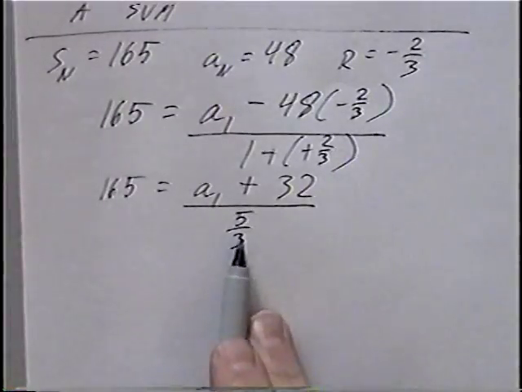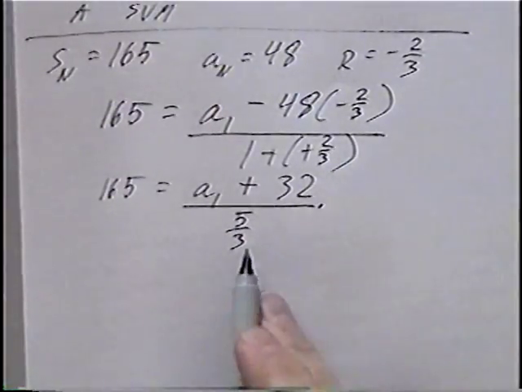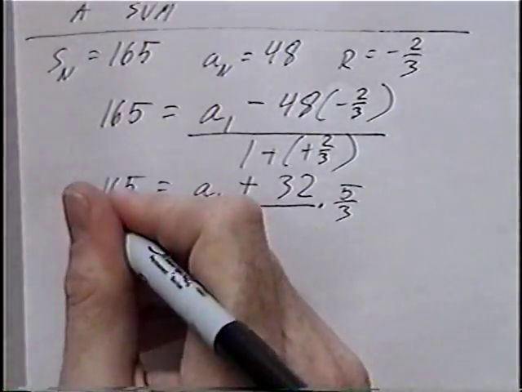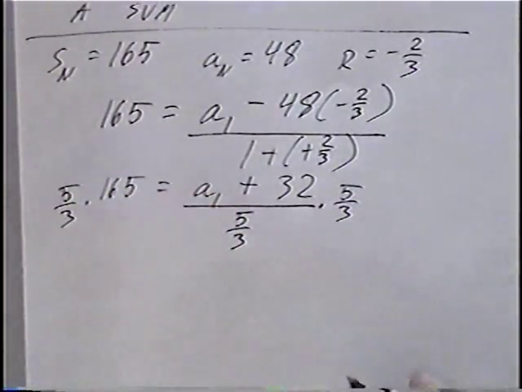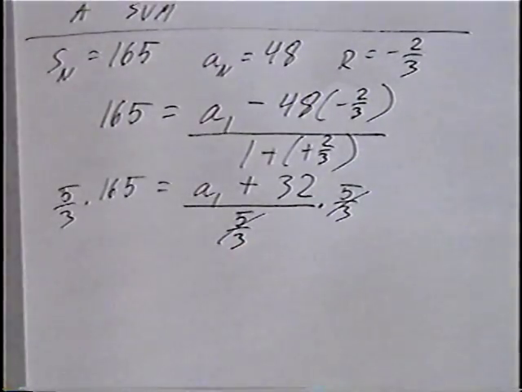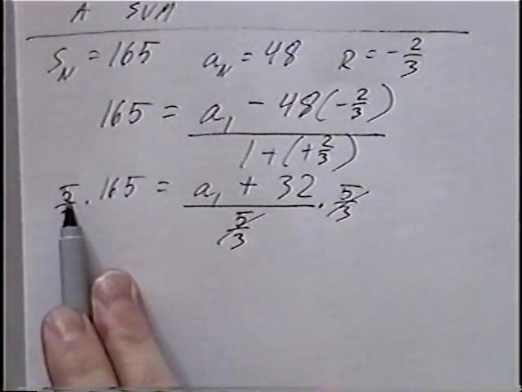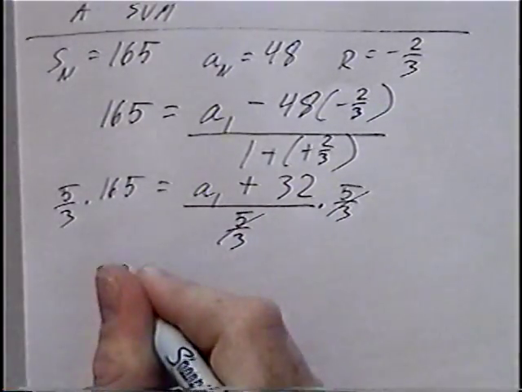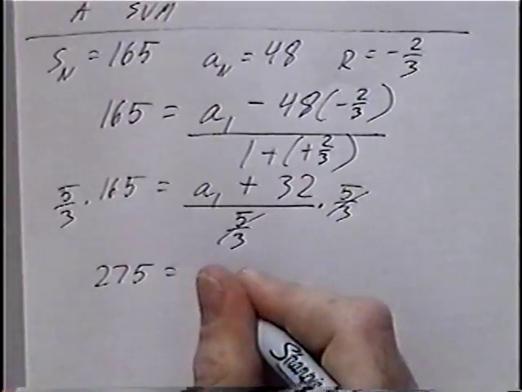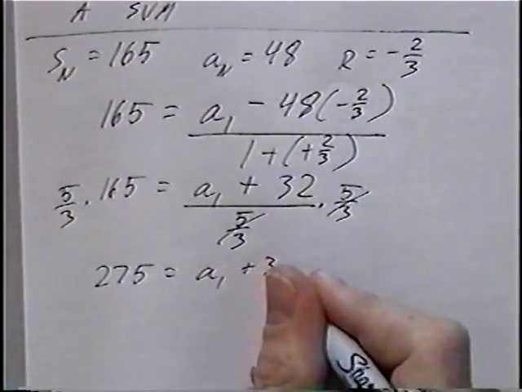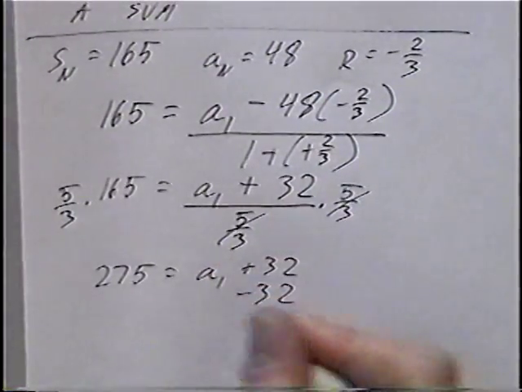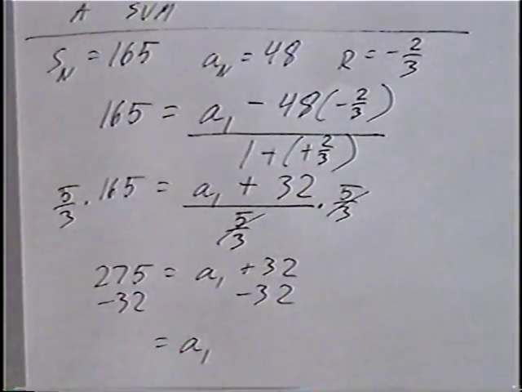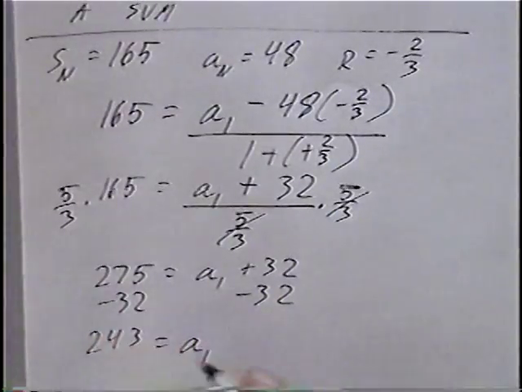Solving from here, instead of dividing by 5/3, we can get rid of that by multiplying by 5/3 on both sides. 165 times 5 divided by 3 would be 275, equals a1 plus 32, and last step, subtract 32, and we have a1, the first term, is equal to 243.